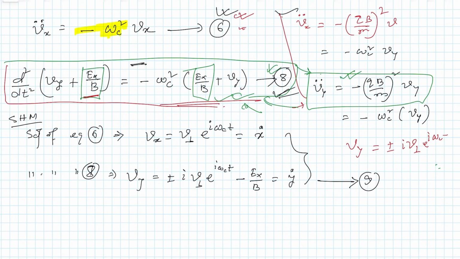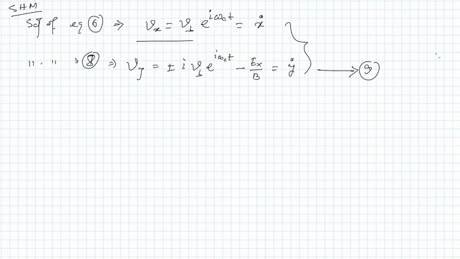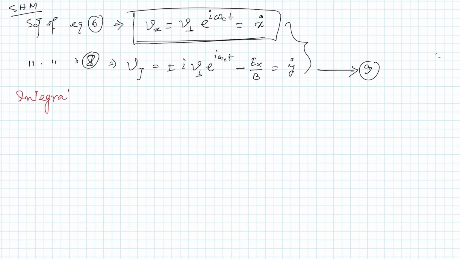Now let us integrate them one by one, then we will take the real part. So let me clean this page and keep only equation number 9 now. Let us integrate this one first. Integrating from x naught to x, we will get dx is equal to v perpendicular e to the power i omega c t dt.